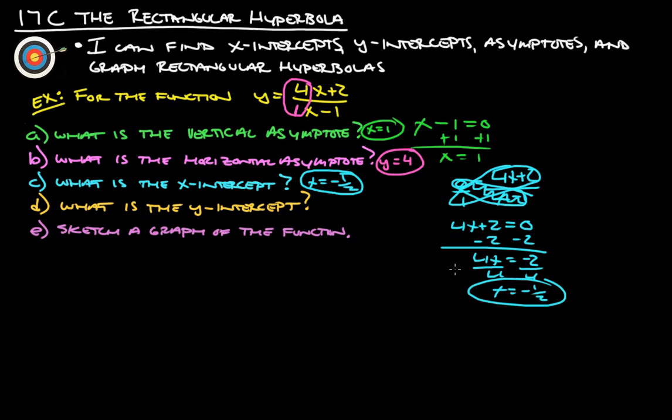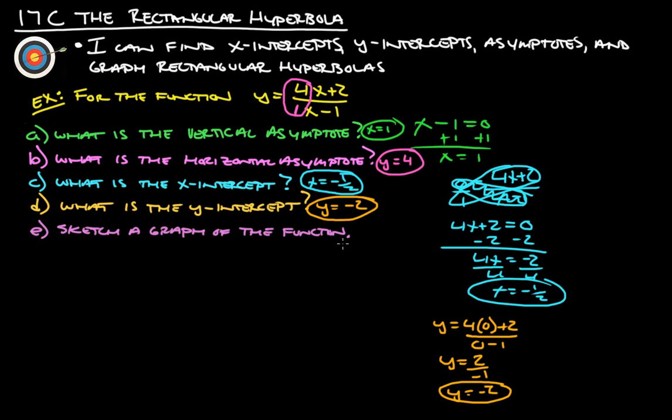There's our x-intercept. And then the y-intercept is just going to be when the x's equal 0. So let's try that. So we get y equals 4 times 0 plus 2 over 0 minus 1. So y equals basically 2 over negative 1. So y-intercept is at negative 2. Okay, and then we're going to sketch a graph of the function.